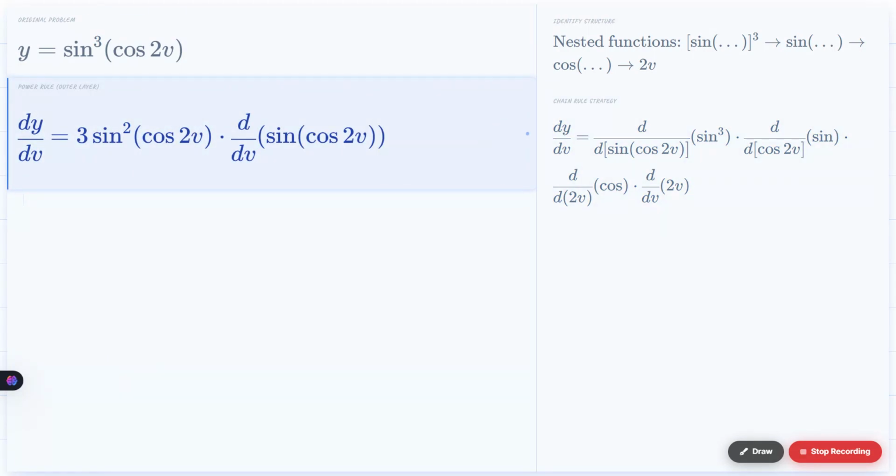We apply the power rule to the sine cubed part. We do this to begin finding the derivative of the outer layer. The power rule says we bring the 3 down and change the power to 2.